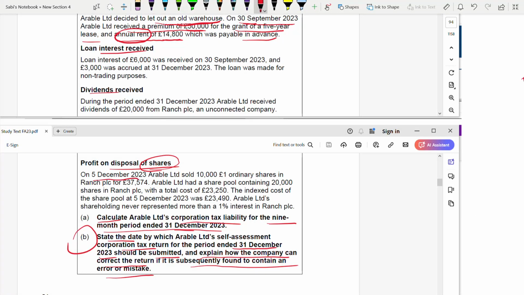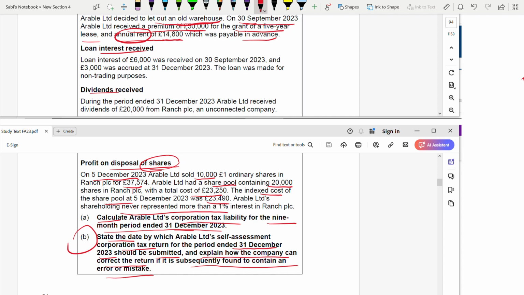So on this date, they sold 10,000 shares for this much. Share pool containing 20,000. Total cost is this much. Index cost in the share pool is this much. Their shareholding never represented more than 1% interest. That's why substantial shareholding exemption, SSE, will not apply. That means this is chargeable, it's not exempt. They never had more than 1% interest.